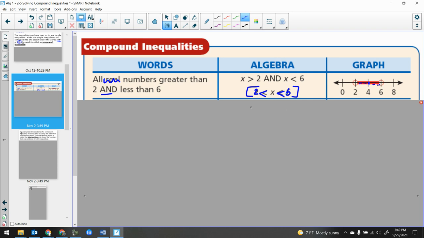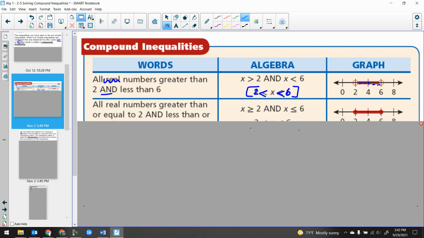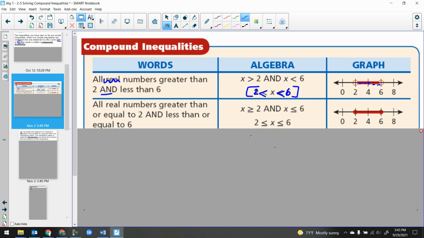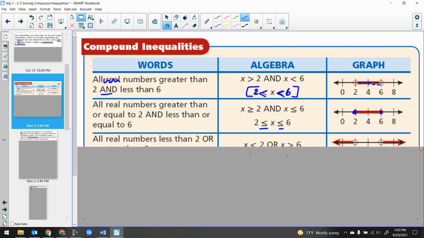Okay, this is how it would look. If I wanted all numbers greater than or equal to 2 and less than or equal to 6, this is what it would look like. Now, what's the difference between these two? Oh, the filled in dots. So did the rule change at all? Or equal to's mean filled in dots? No, that rule did not change in the slightest. That rule remains the same.